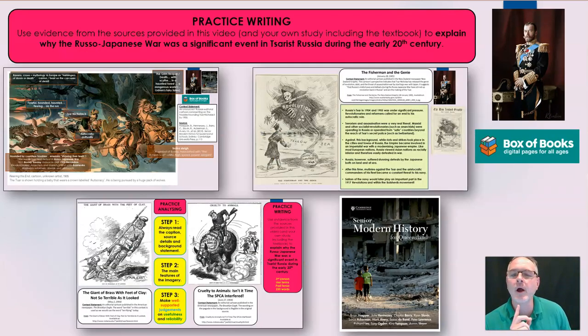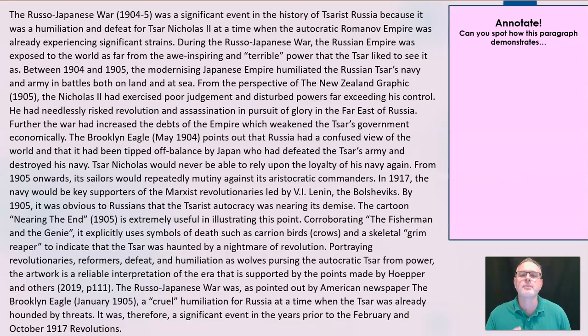Let's have a look at the paragraph I've written in response to these sources and your textbook. Make sure you're using a textbook. I've really tried to emphasize this in the videos. Make sure you're using a textbook and a box of books. Okay, you've got 4 sources plus the textbook to use here, a range of sources. Make use of them. Here's what I've done.